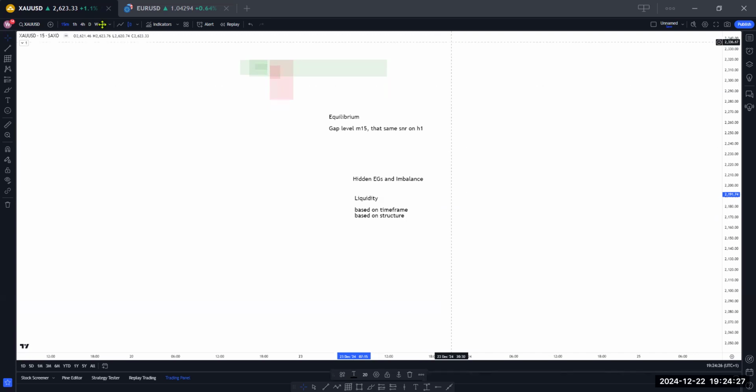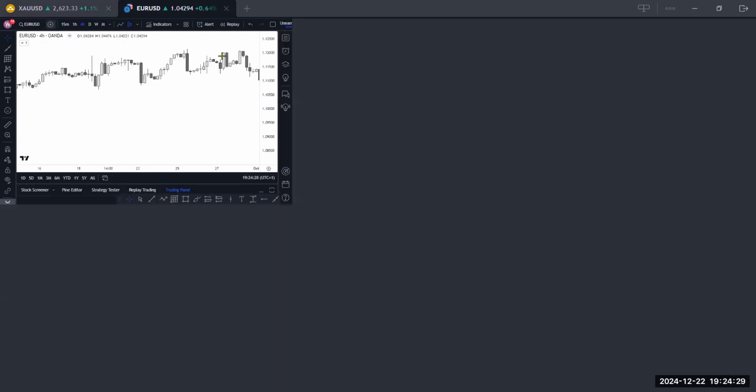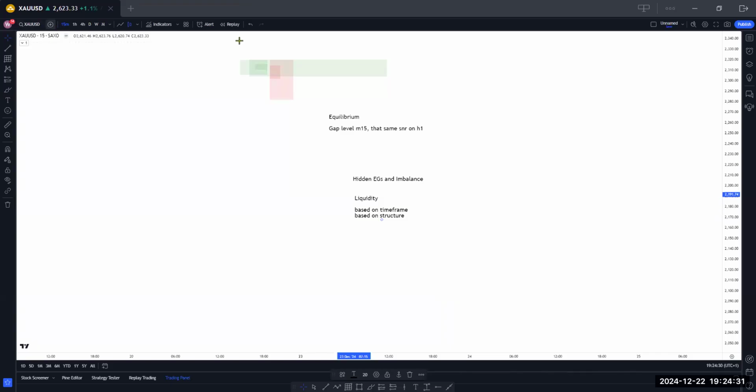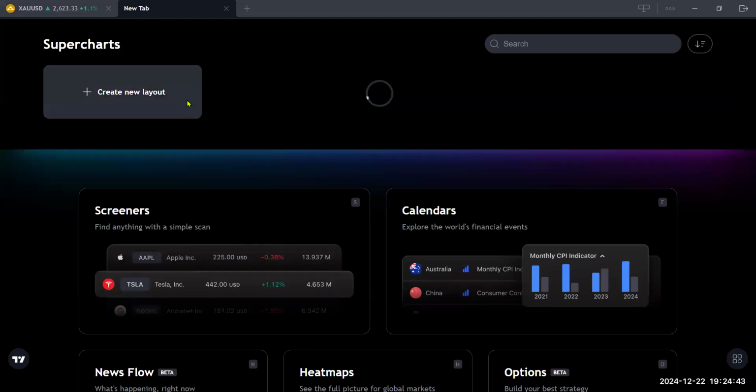So for example, on the weekly chart, oh shit, what's going on? Sorry guys. Let's open another chart. I know what happened though.